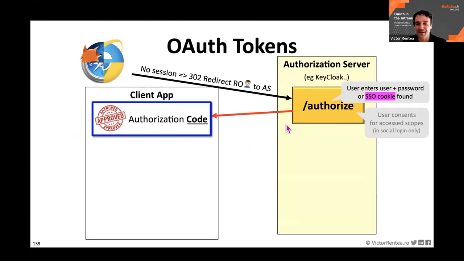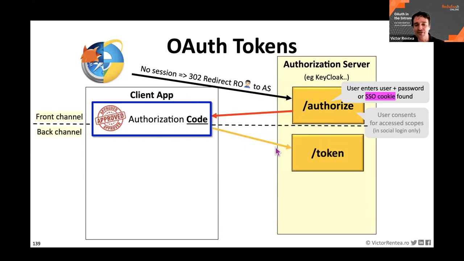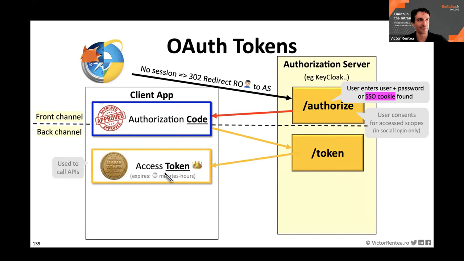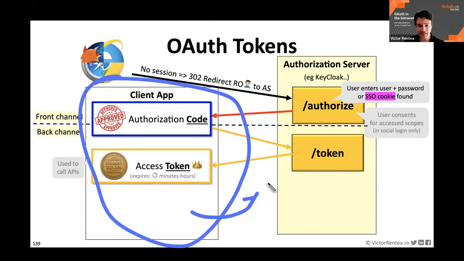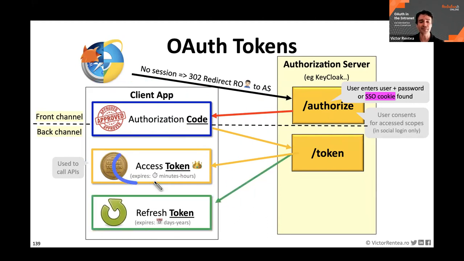What happens? You remember the code we saw, the blue thing that moved, that came from the browser to the application? That code can be exchanged for the access token. But the access token expires in minutes. What needs to happen? 5 minutes after you've been issued an access token, the application goes automatically, invisibly to KeyCloak to get another access token.